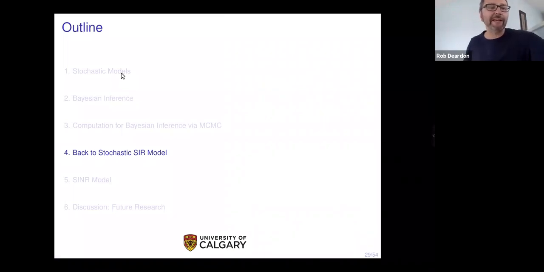So there's the basic idea to the way this package is doing the inference. So I'll go back to now the stochastic SIR model.